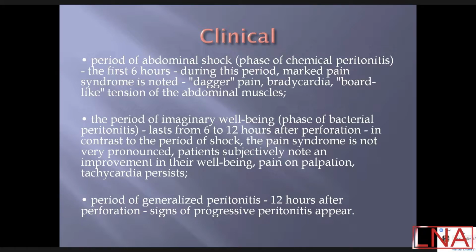In the typical course of perforated gastric and duodenal ulcer, 3 periods are conventionally distinguished, which correspond to the phases of development of peritonitis but have some of their own characteristics. So the first period is the first 6 hours. During this period, the pain syndrome is dagger pain, with bradycardia and board-like tension of the abdominal muscles. In our lessons, I speak about the name of this pain used in Russia, like a stab from a knife. It's like the blow of a knife.